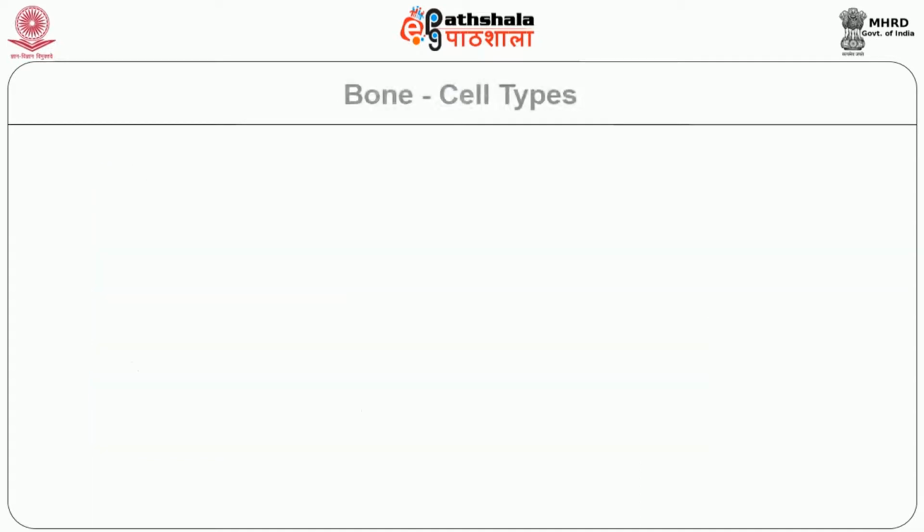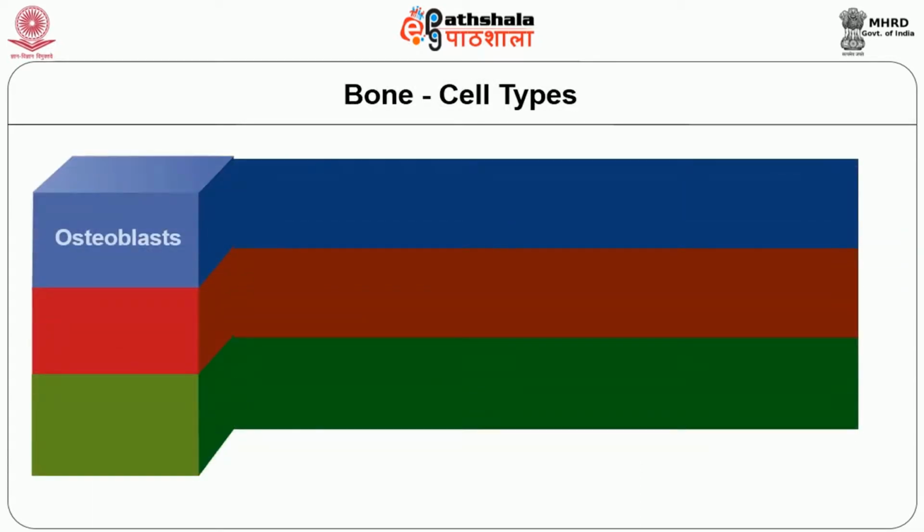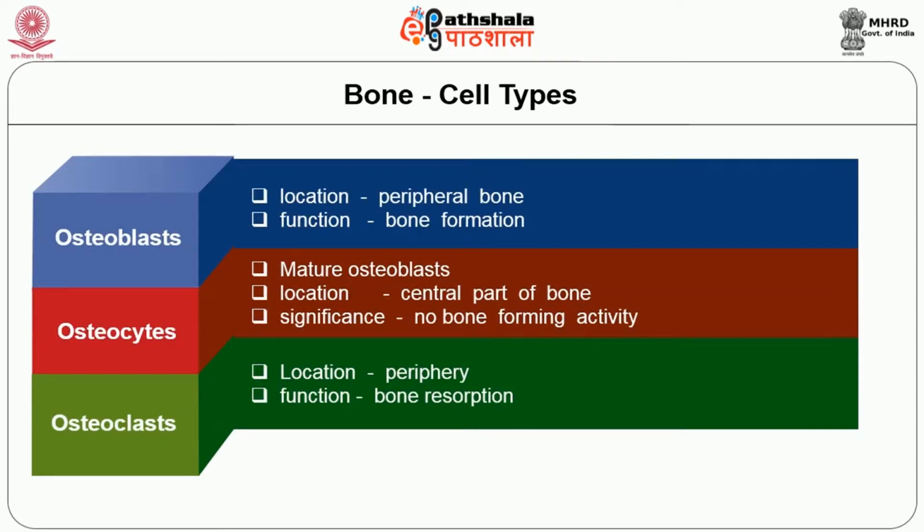The bone consists of three types of cells. They are osteoblasts, osteocytes, and osteoclasts. The osteoblasts are the cells which are responsible for bone formation, and they are located in the periphery. When they mature, they move into the central part of the bone and lose their bone forming activity, and they become osteocytes. These osteocytes pump the calcium from the inner part of the bone into the plasma, and this process is known as osteocytic osteolysis.